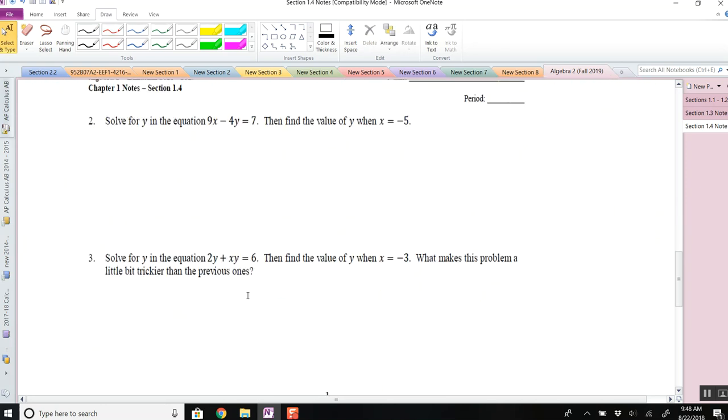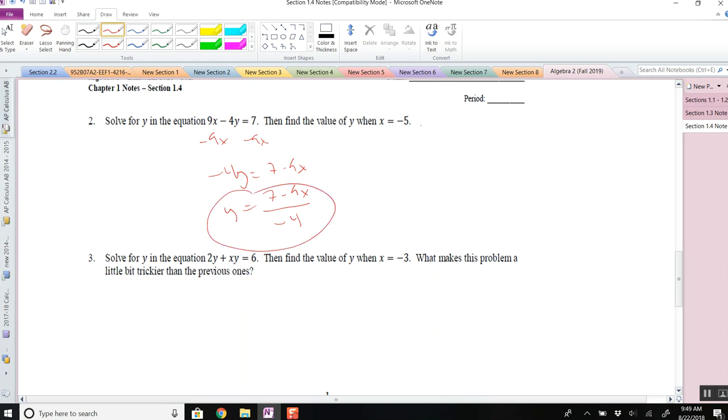Okay, let's move on to number 2. We're just going to look at some more just very boring algebra stuff. Here you're asked to solve for y. So I'm going to subtract 9x. Negative 4y equals 7 minus 9x. Divide by negative 4. Okay, there we go. We got y isolated.